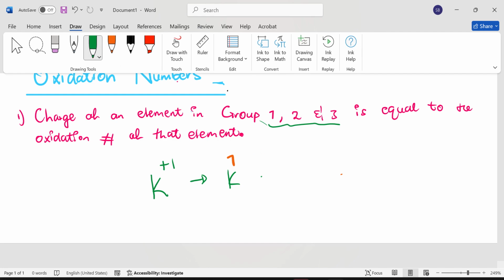Yes, so if you look at another element, say magnesium. Magnesium has a charge of 2+. When it's bonded to another element, remember just magnesium is 0, but when magnesium forms a compound with something else, we then say the oxidation number of magnesium is just a positive 2.